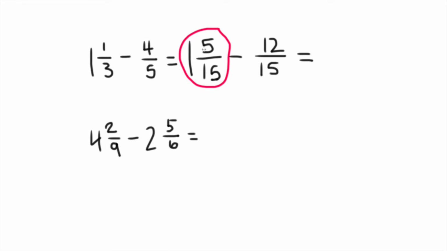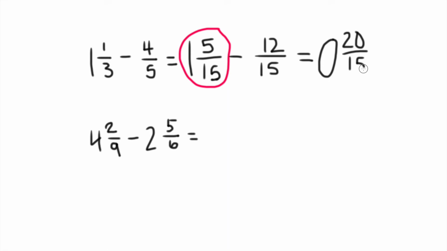Anyways, so what we're going to do here to borrow is two simple steps. You are going to take 1 away from the whole number, so that 1 is going to become a 0. So just for organization's sake, I'm going to write the 0. And then what you do is you take the numerator up here and add it to the denominator. What that's going to make is the new numerator. So it's going to be 20 over 15.